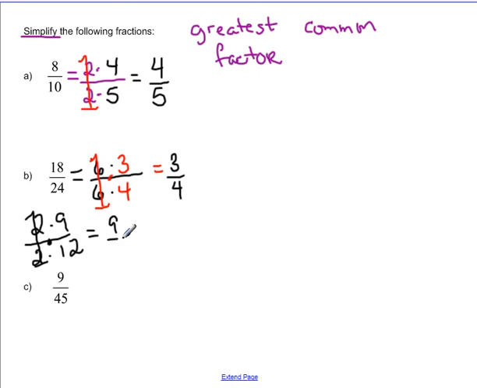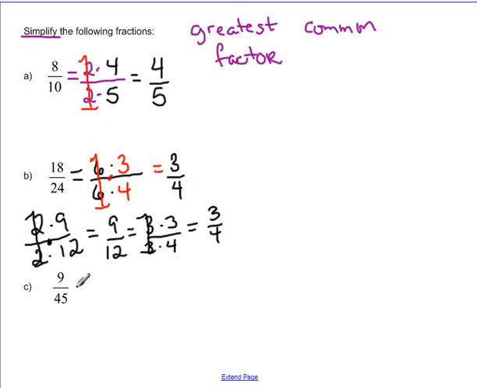But when I look at the fraction 9/12, notice that would still have a common factor of 3. 9 has a factor of 3 and 12 also has a factor of 3. So then we would have to say, well, 9 is 3 times 3, 12 is 3 times 4. And so notice that we still would have ended up with the same answer, but it would have just taken us 2 steps instead of just using the 1 step of the greatest common factor.